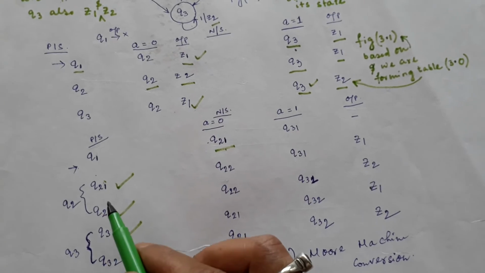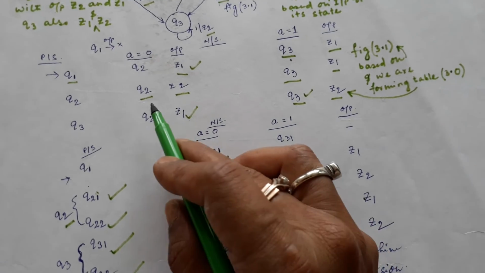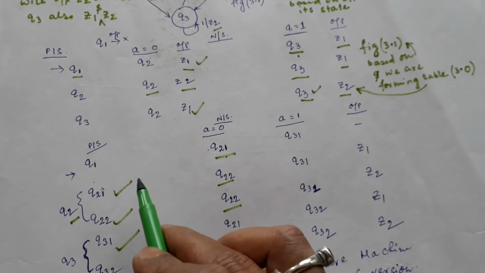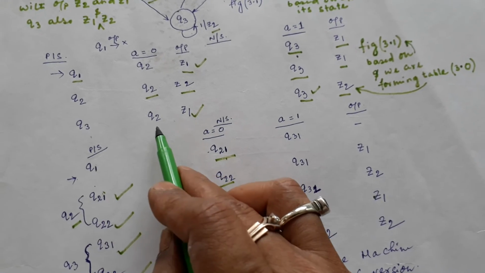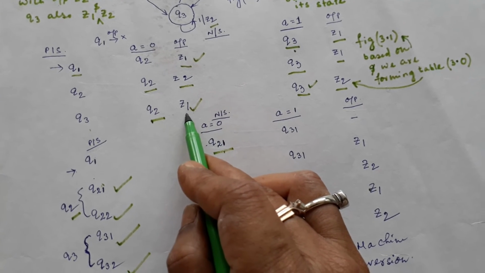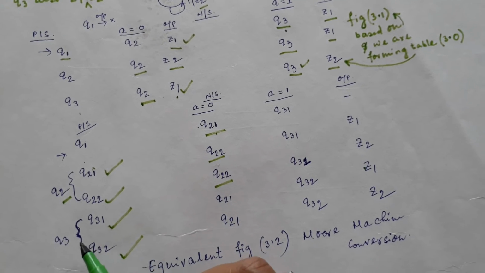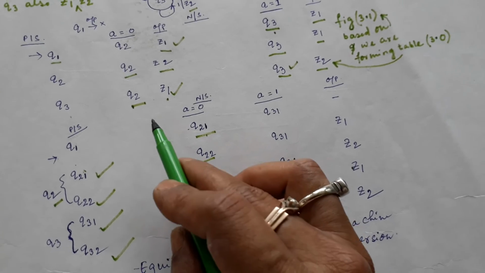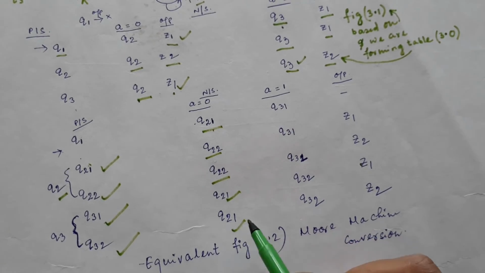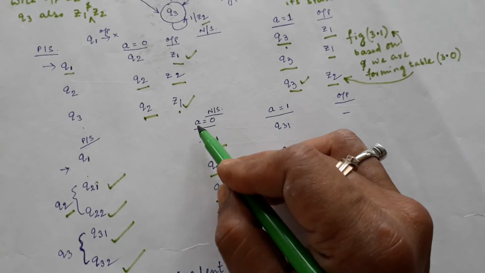On the other hand, q21 and q22, that means it is q2, right? As it is z2, it is replaced by q22. On the other hand, for q3, the next state will be q2, and the corresponding output is z1, right? So q3 becomes q31 and q32, and as it is z1, we have written q21 and q21, right? In this way we have written all the next states when the input a equals 0, right?